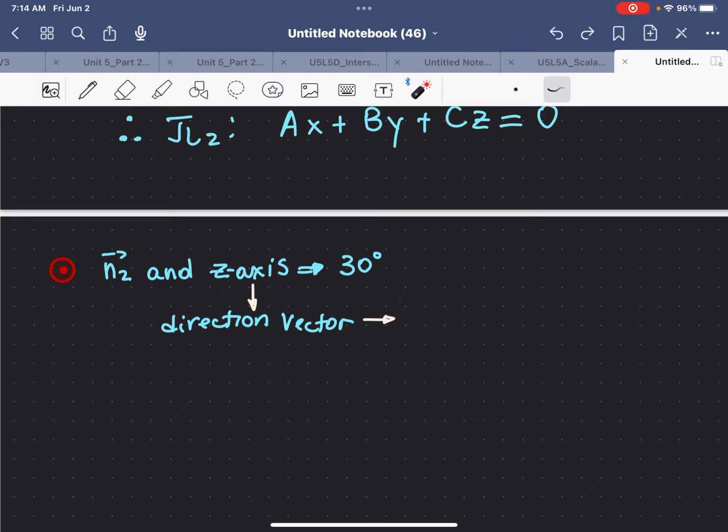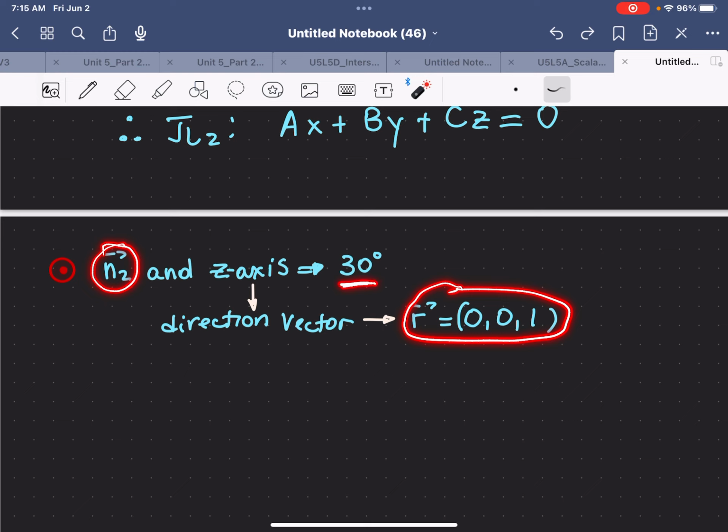In this case, as a direction vector for the z-axis, we're going to take its unit vector (0, 0, 1). Now, vectors n2 and vector r that represents the z-axis will make an angle of 30 degrees with each other. And what else but the dot product can help us figure out how the coefficients, or the coordinates, are related? So guess what?